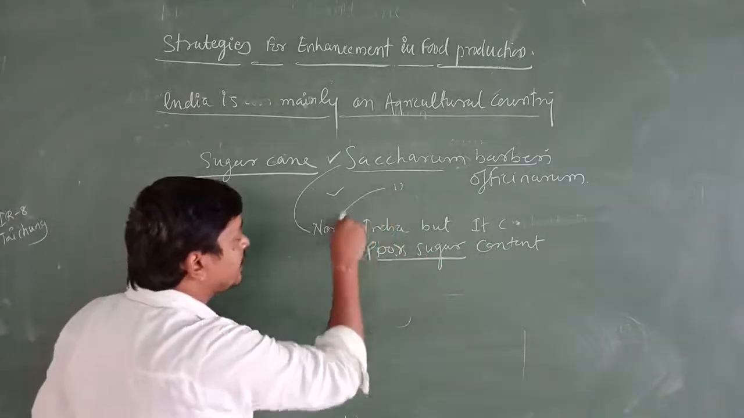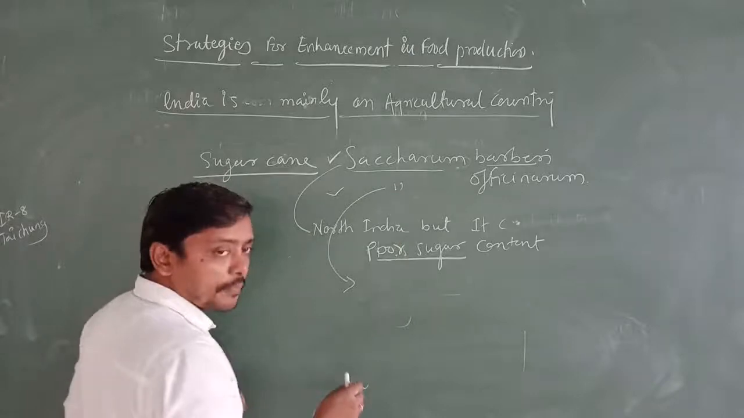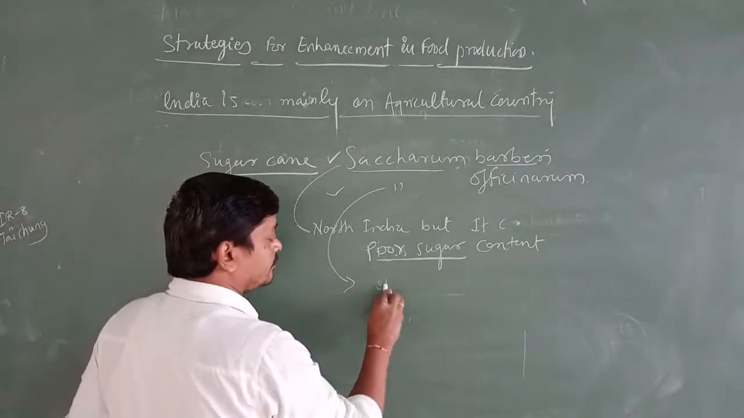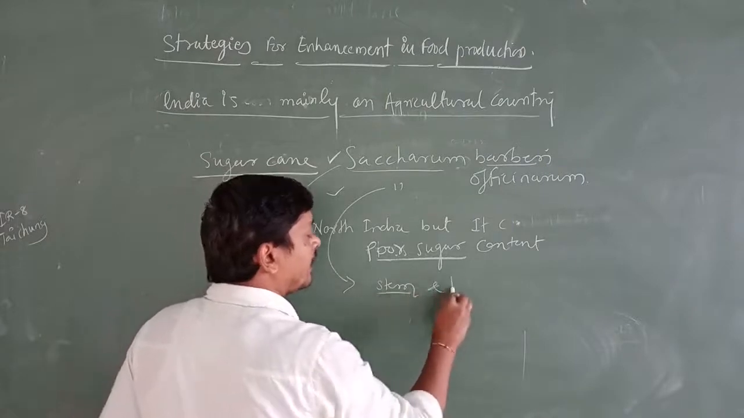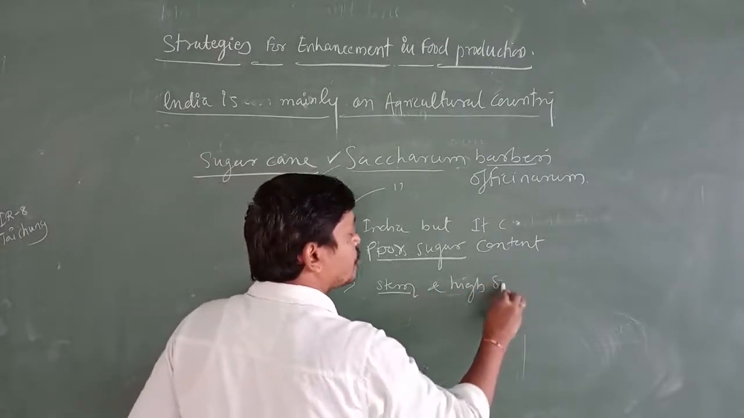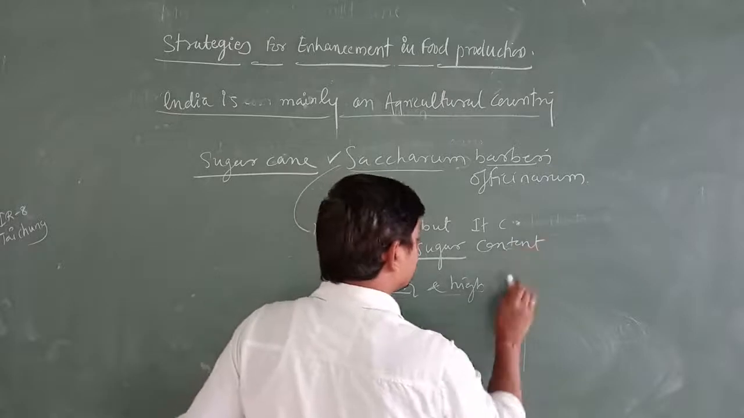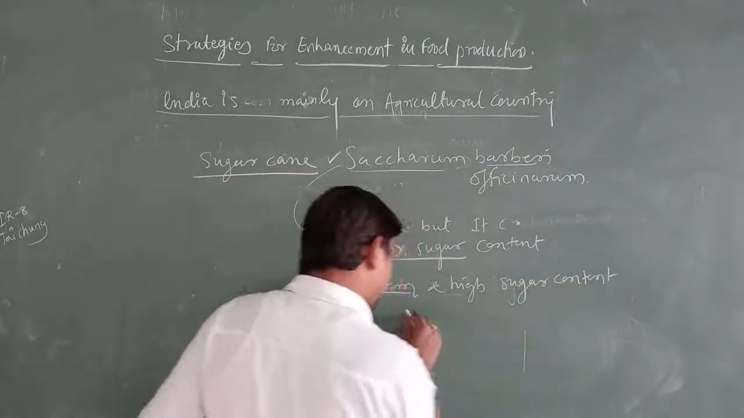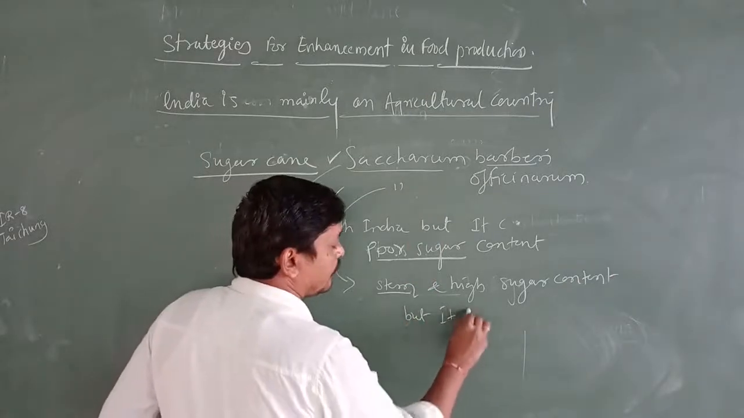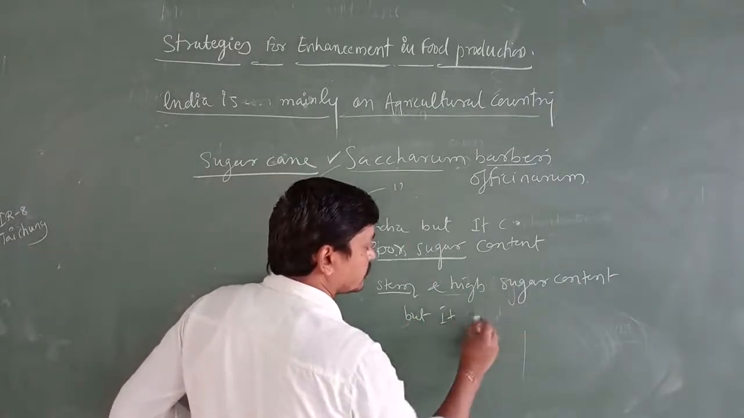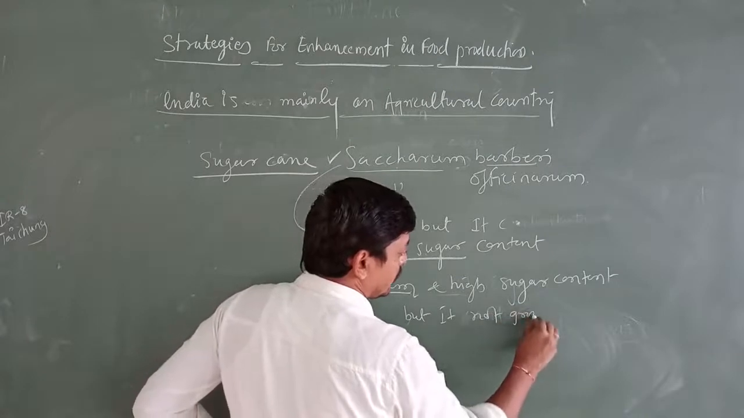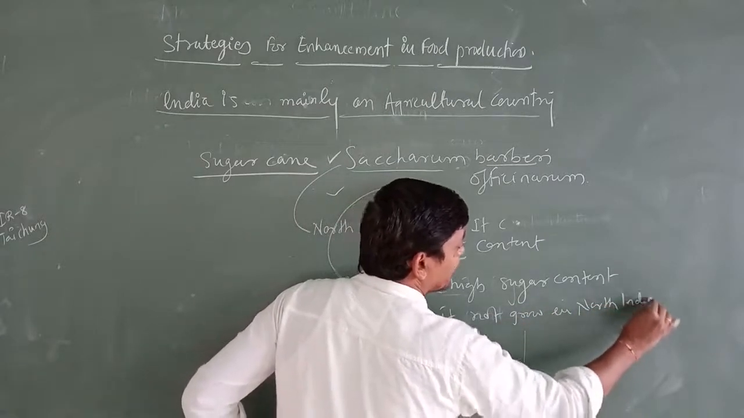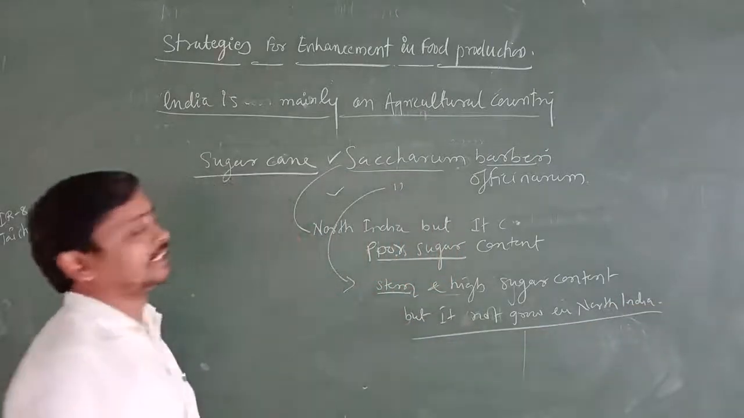Now the second one is Saccharum officinarum. This has a broad stem and high sugar content, but it does not grow in North India. Okay, now it is understandable.